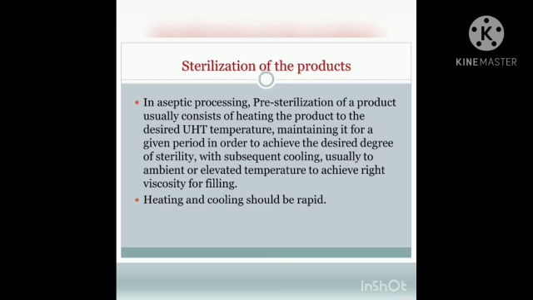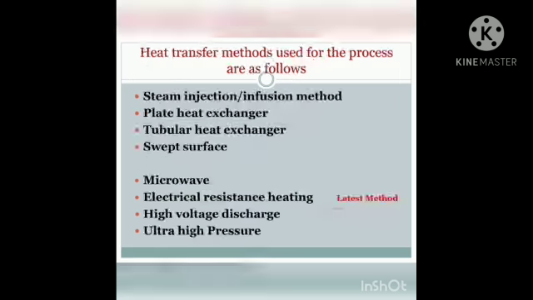Sterilization of the product. In aseptic processing, pre-sterilization of a product usually consists of heating the product to the desired ultra-high temperature, maintaining it for a given period in order to achieve the desired degree of sterility, with subsequent cooling, usually to ambient or elevated temperature to achieve the right viscosity for filling. Heating and cooling should be performed as rapidly as possible to achieve the best quality, depending upon the nature of the product.